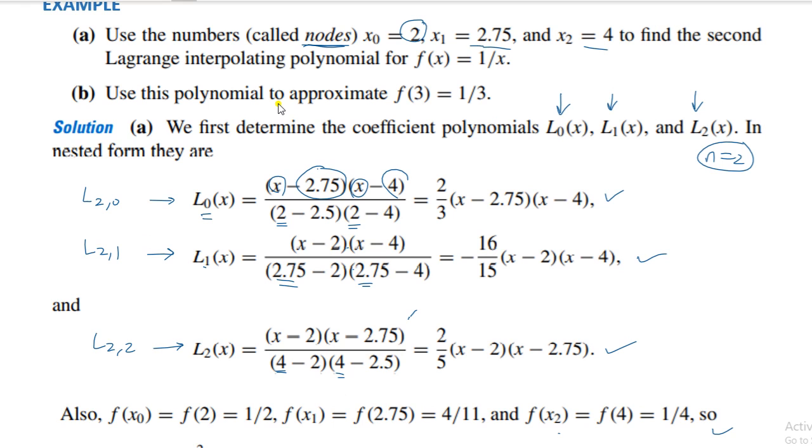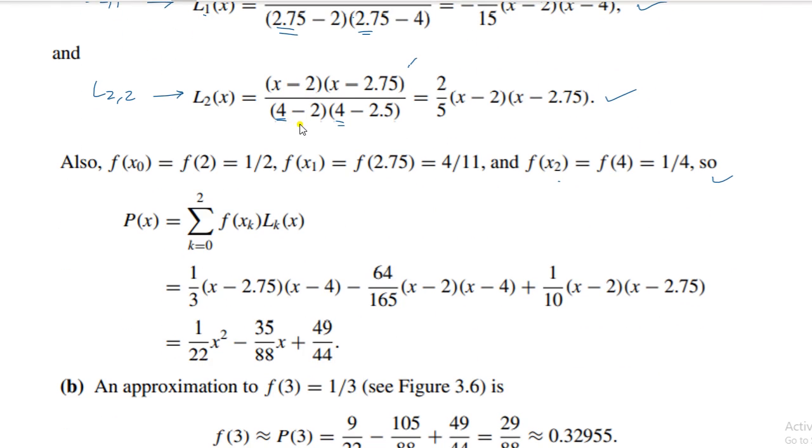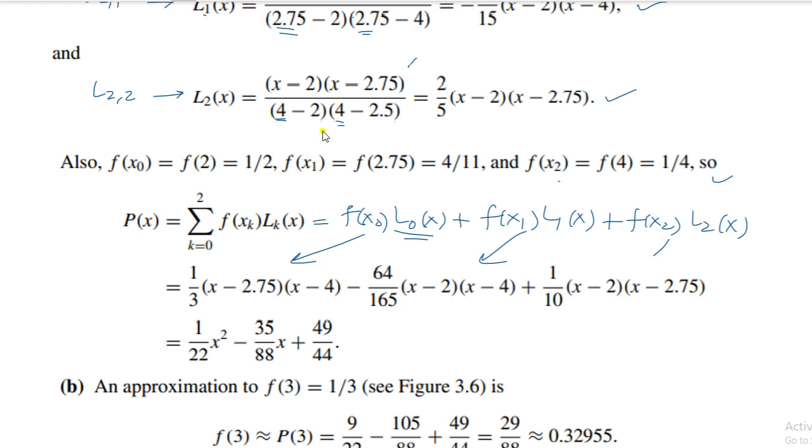The function was 1 over x, so I calculated this. F of 2 is 1 over 2, right? F of 4 is 1 over 4, so you calculated all of them. And now we will just replace. So your polynomial, if you expand, it is f(x0) L0(x) plus f(x1) L1(x) plus f(x2) L2(x).